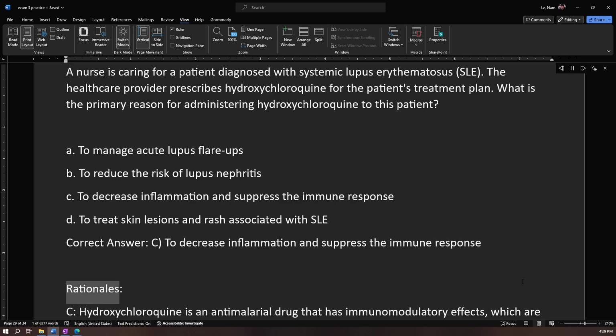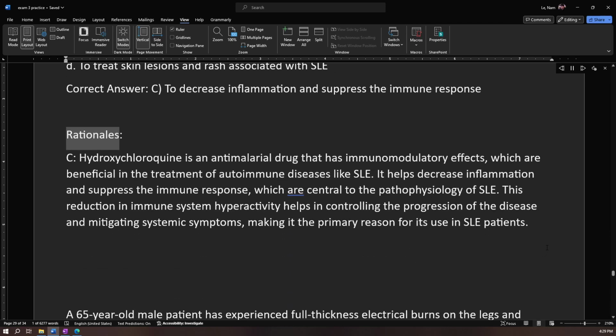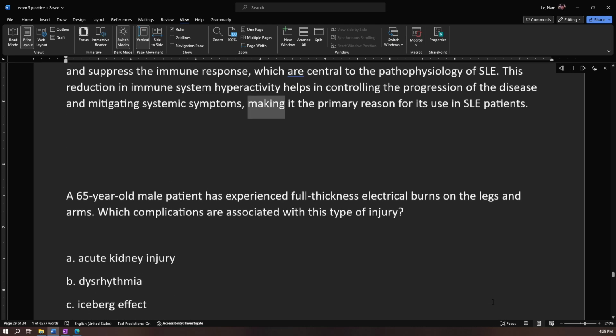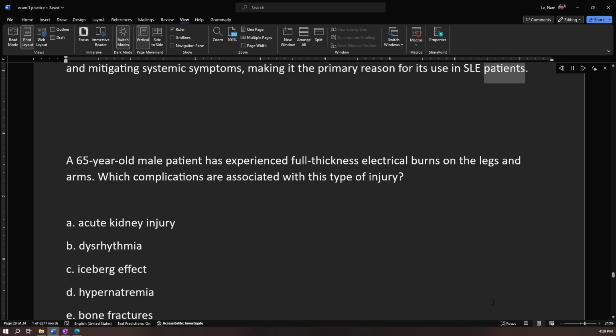Rationales. C. Hydroxychloroquine is an antimalarial drug that has immunomodulatory effects, which are beneficial in the treatment of autoimmune diseases like SLE. It helps decrease inflammation and suppress the immune response, which are central to the pathophysiology of SLE. This reduction in immune system hyperactivity helps in controlling the progression of the disease and mitigating systemic symptoms, making it the primary reason for its use in SLE patients.